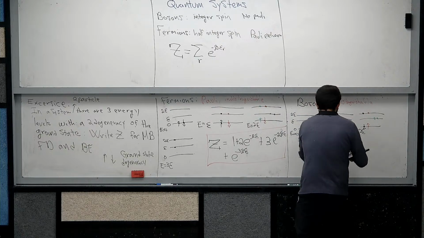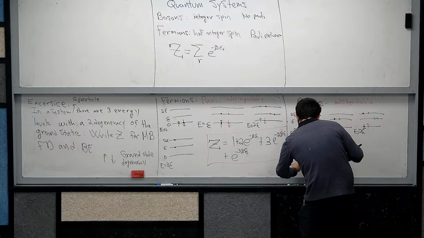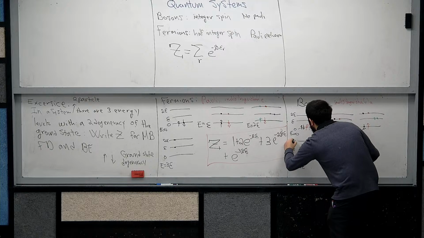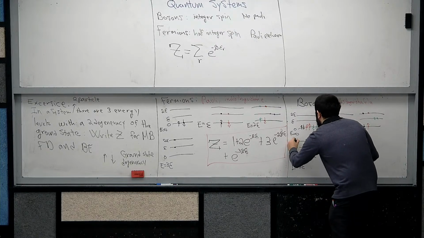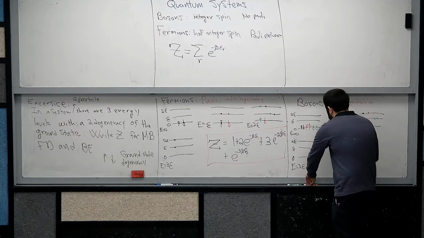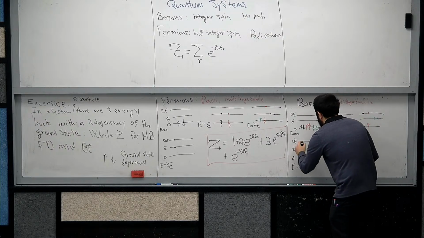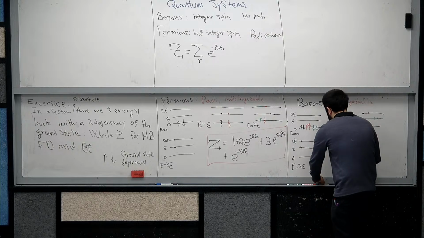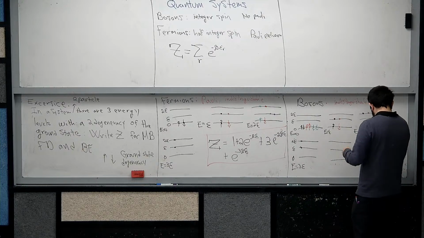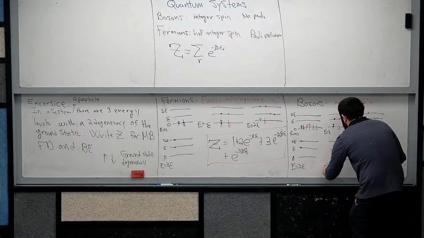Perfect. Then we have energy of 3 epsilon. One in epsilon, one in 2 epsilon. Right. One in epsilon, one in 2 epsilon. That's it. And for energy 4 epsilon, both in 2 epsilon.